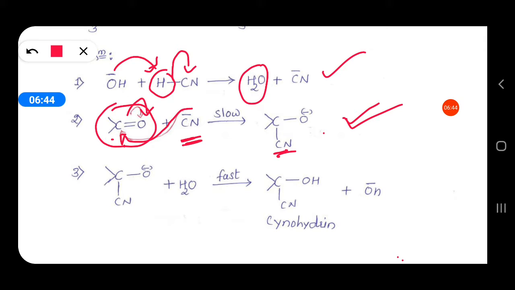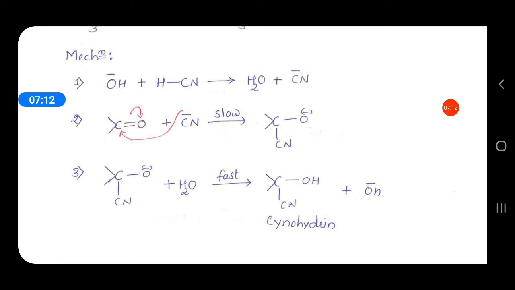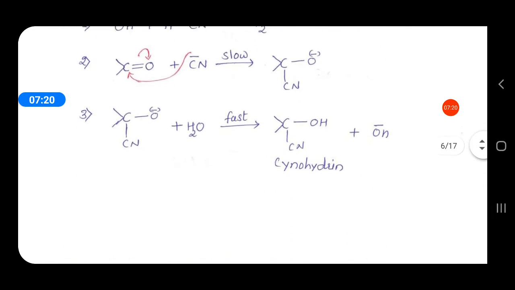This will again take a proton from the water which was formed in the first step. It takes the proton from the water and becomes OH. So cyanohydrins are formed. Whether the cyanohydrin is obtained from an aldehyde or a ketone, depending upon that, the prefix name of the compound is added: aldehyde cyanohydrin or ketone cyanohydrin. So this is how hydrogen cyanide is added to aldehydes or ketones, that is, the carbonyl compounds.